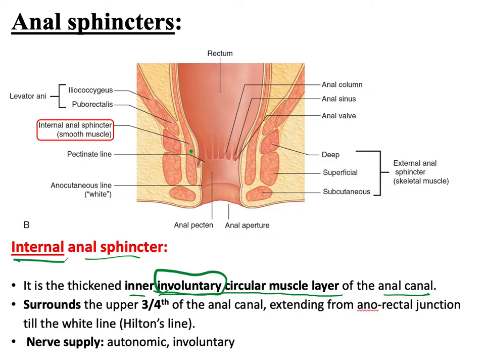In which the pelvic splanchnic and inferior hypogastric nerves. So this inner circular muscle, this is the anal canal, this is the upper part of the anal canal, and this is the lower half of the anal canal. The inner circular muscle that forms the internal anal sphincter guards or controls the anal canal all the way until it reaches the white line or Hilton's line. The white line or Hilton's line, we call it also the anocutaneous line, right? That means the lower part here, which is close to the anus, has no internal anal sphincter, just keep that in your mind, but it is replaced by the external one, right?